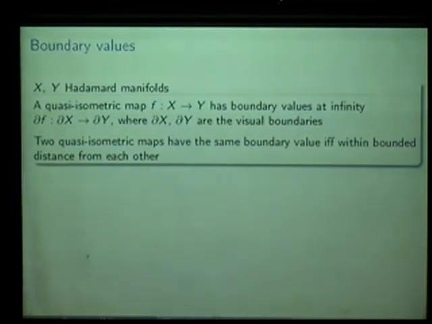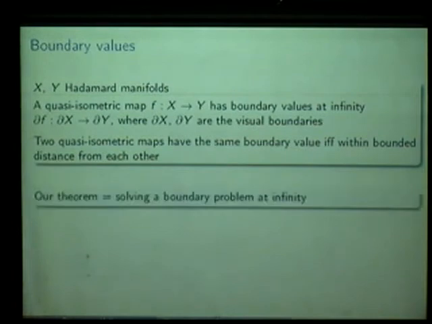So this fact allows me to rephrase our theorem in the following way. I begin with a quasi-isometric map F from X to Y, and I find a harmonic map which is within bounded distance from F. This harmonic map is still quasi-isometric, and it has the same boundary value as F. So what I'm doing in this theorem is solving a Dirichlet problem at infinity. I find a harmonic map which is quasi-isometric and whose boundary value at infinity I prescribed.